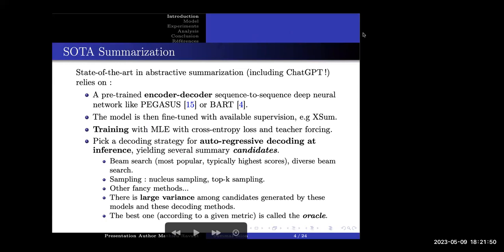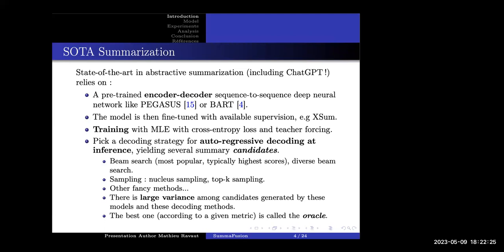State of the art in abstractive summarization, honestly, including ChatGPT and recent very famous large language models like GPT-3, GPT-4, they rely on some or most of the following ingredients. We have a pre-trained encoder-decoder sequence-to-sequence deep neural network. Two which are very popular in abstractive summarization are Pegasus and BART. Both of them were published in 2020, so around 3 years ago.